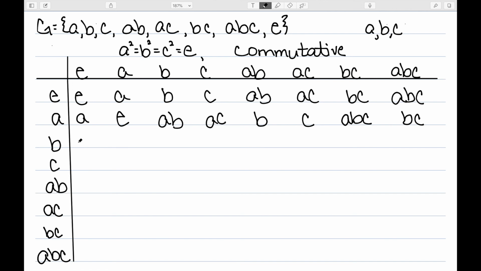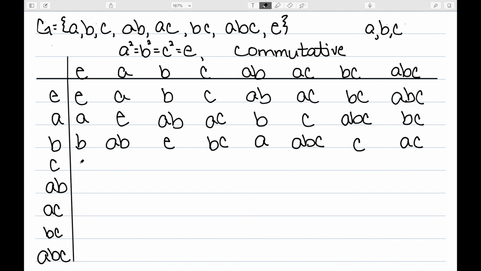B times E is B. B times A is AB. B squared is the identity. We then have B times C. B times AB, that's going to be the same thing as AB squared, or just A. BAC is the same as ABC. B squared C will be C. Then we have B times ABC. That's the same thing as AB squared C, or AC, since B squared is the identity.